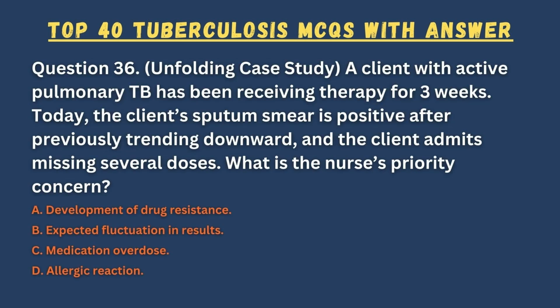Question 36. A client with active TB has been receiving therapy for 3 weeks. Today, the client's sputum smear is positive after previously trending downward, and the client admits missing several doses. What is the nurse's priority concern? A. Development of drug resistance. B. Expected fluctuation in results. C. Medication overdose. D. Allergic reaction.